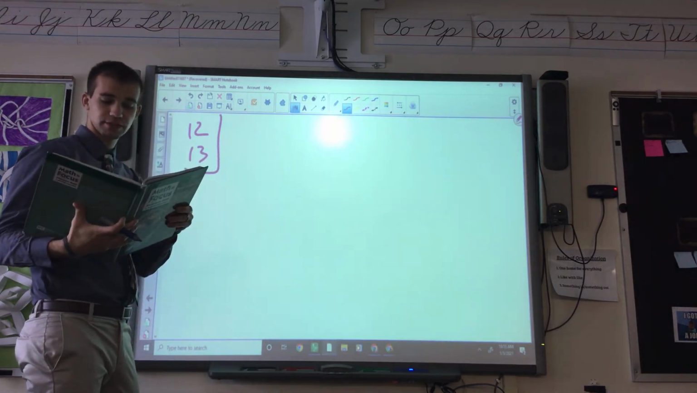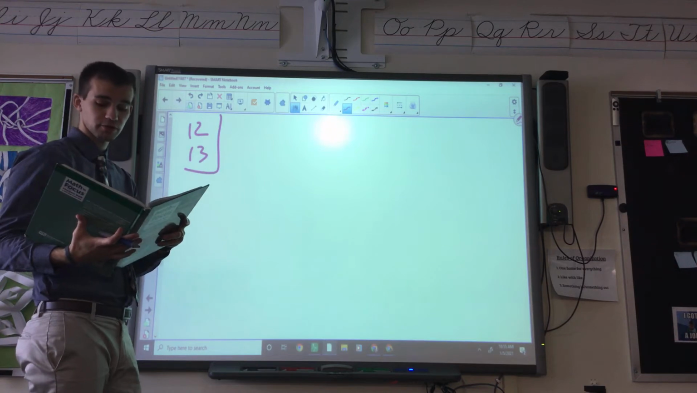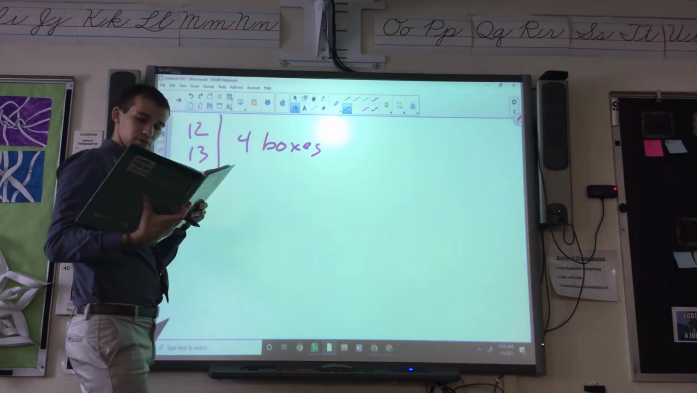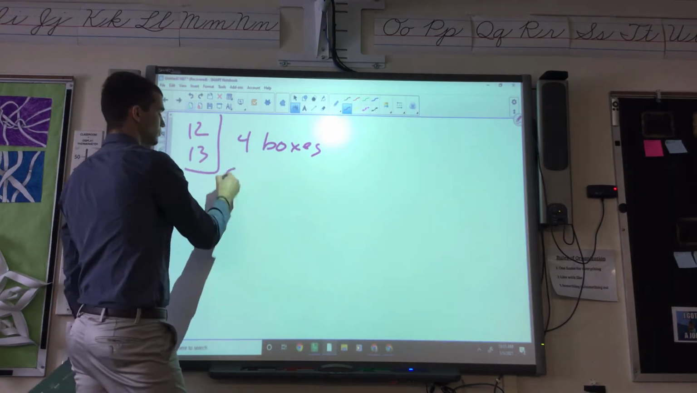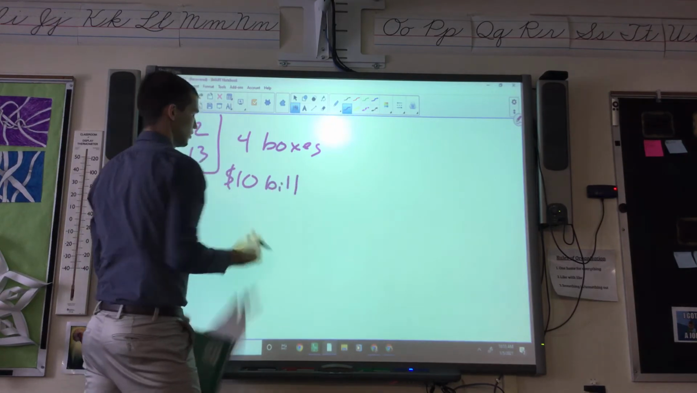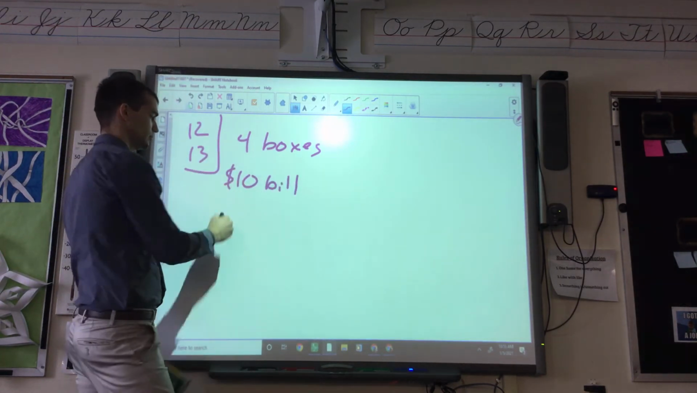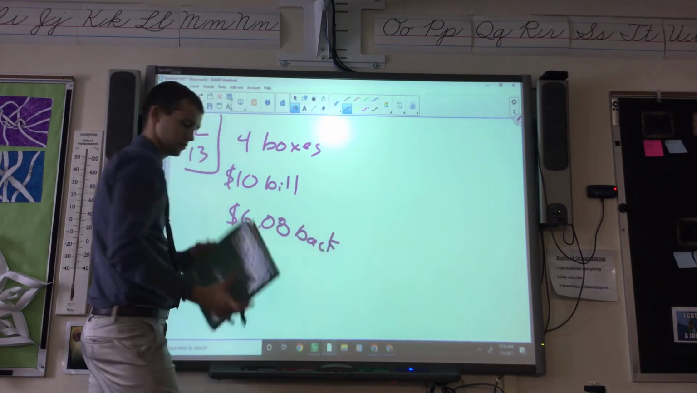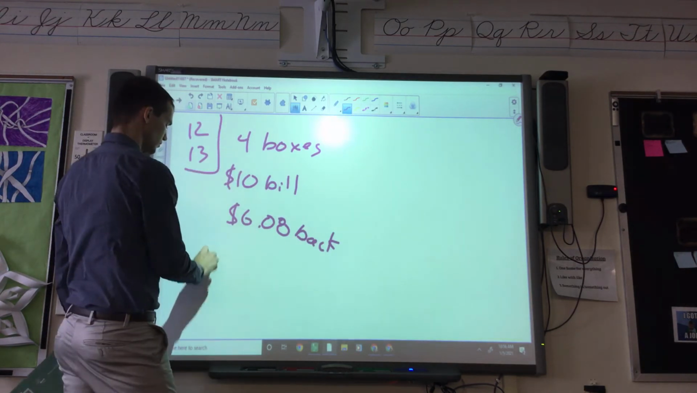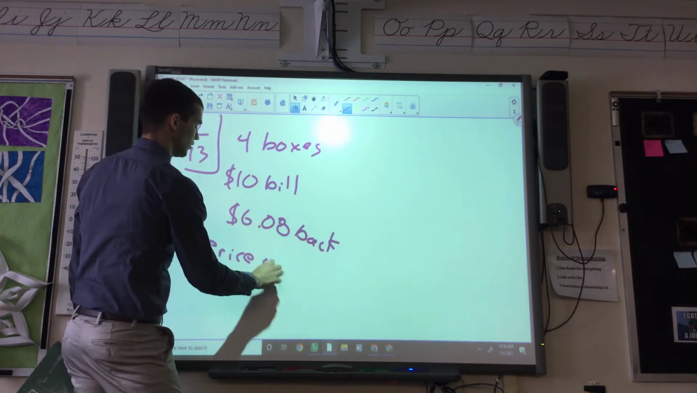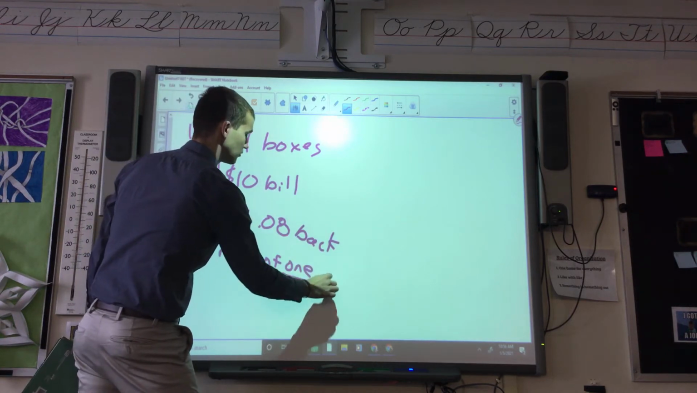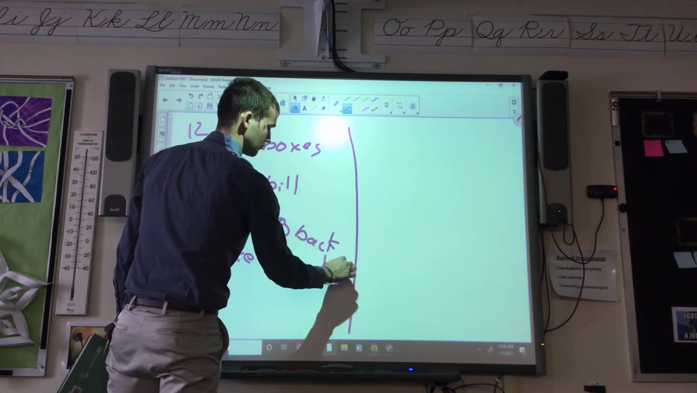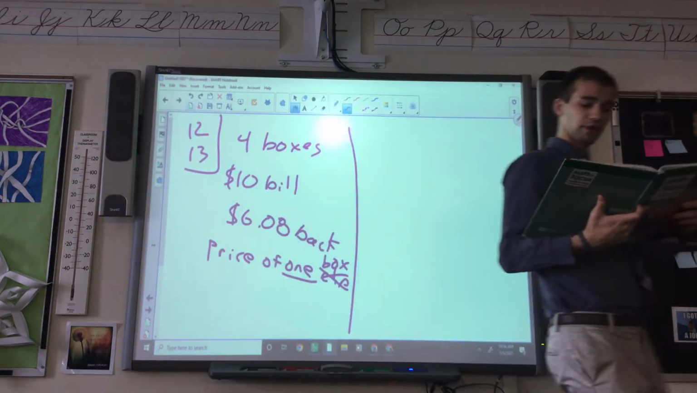Number 12 says Janice buys 4 boxes of paper clips. She pays with a $10 bill and gets $6.08 in change. What's the price of one box?